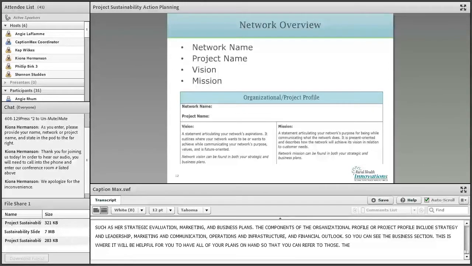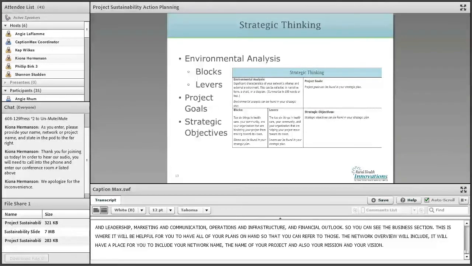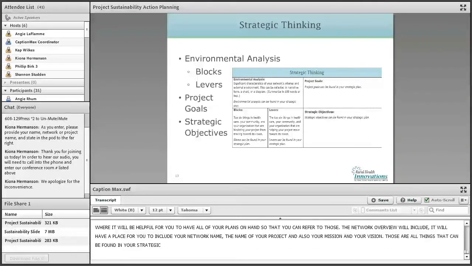The network overview will have a place for you to include your network name, the name of your project, and also your mission and your vision. And those are all things that can be found in your strategic plan.